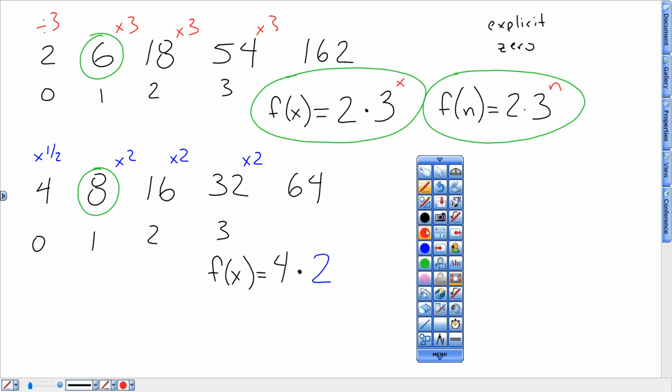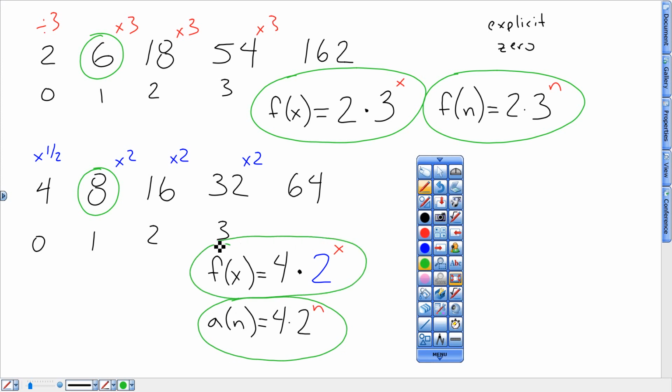to the x power. And of course, if I use different letters, even something weird like this, a of n equals 4 times 2. And then, of course, the n is where you would be plugging in the number. Don't be faked out. If they throw things at you with different letters, be strong. It's the same as good old-fashioned f of x, which we use the most.